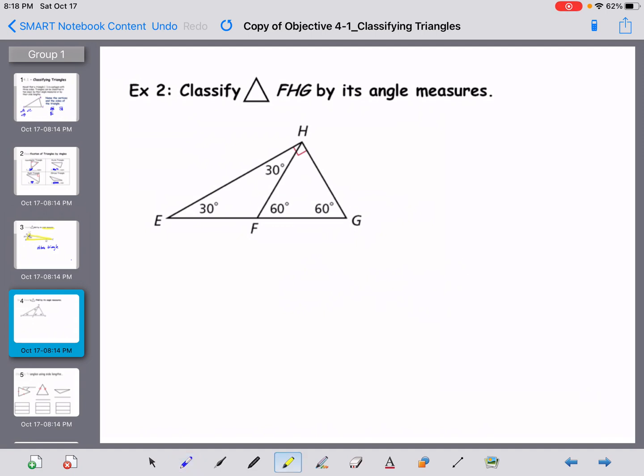All right, now we got to classify FHG. If I have 2 60-degree angles, then this third angle right here would have to be 60 degrees, because if I subtracted 60 and 60 from 180, that's what I'm going to get. And so this would be an equiangular triangle.